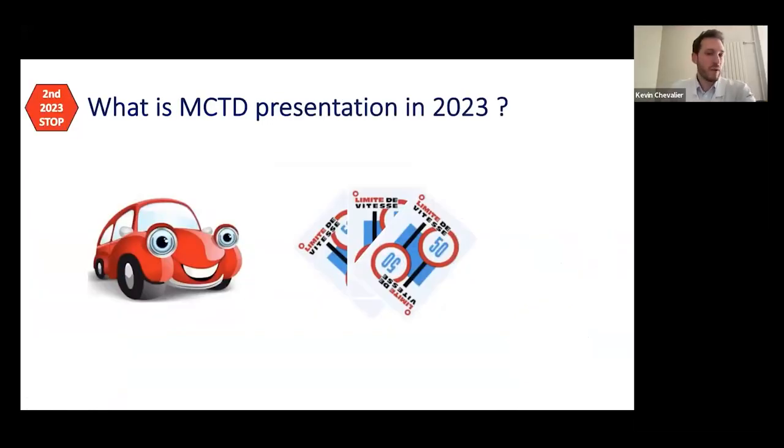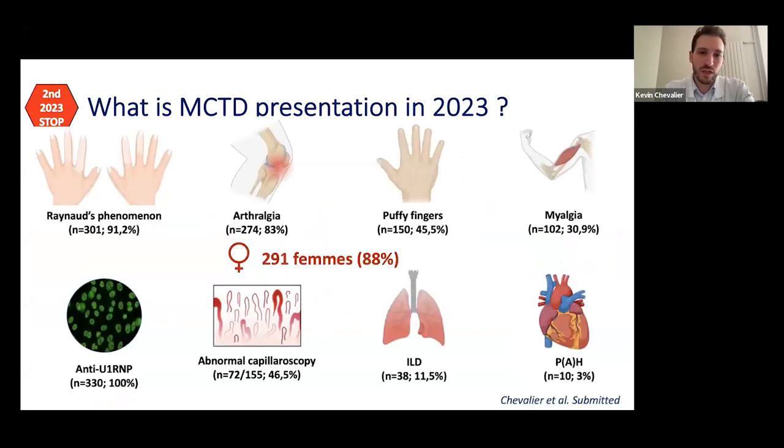So the second main topic of this presentation is about the MCTD presentation in 2023. Next slide, please. In our study, the vast majority of our patients were women. At MCTD diagnosis, the main clinical symptoms were Raynaud's phenomenon in 91% of our patients, arthralgia and arthritis in 83% of our patients, puffy fingers in almost half of our cohort, and myalgia in about a third of the patients. Of course, all of our patients had anti-U1 RNP antibodies.